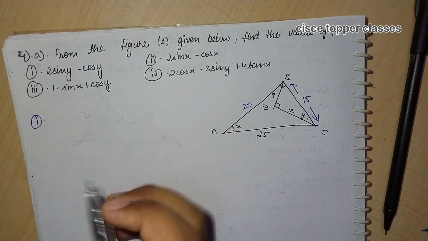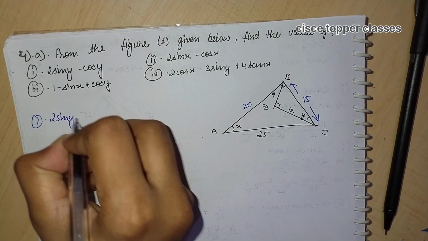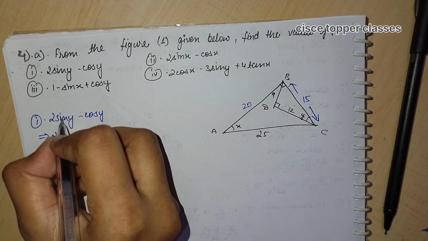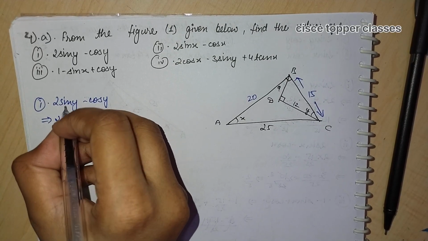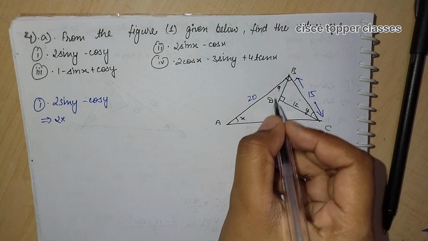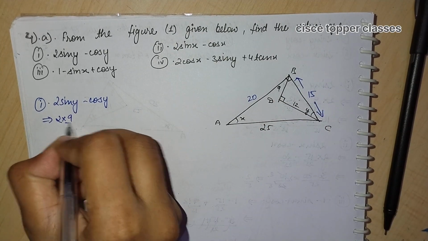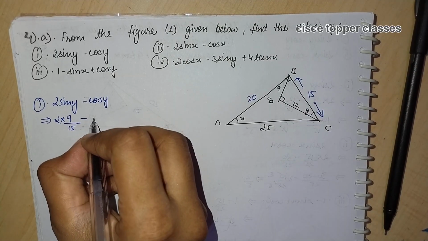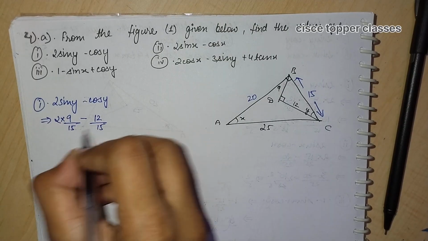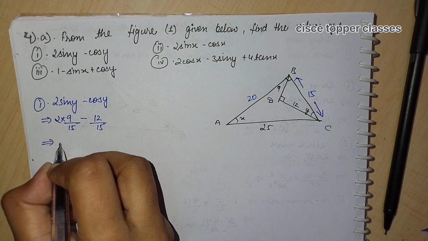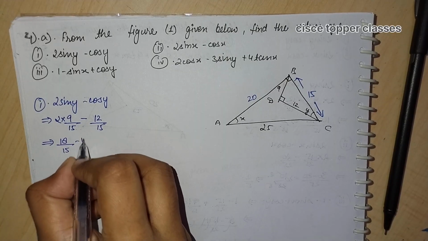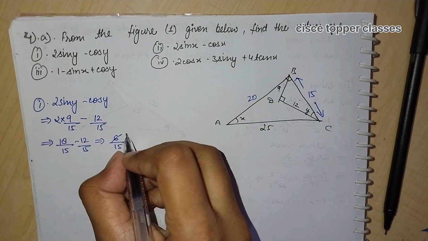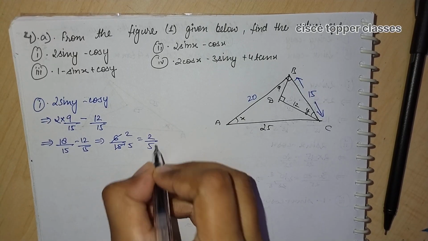Now, the first part which we have to solve is 2 sin y minus cos y. Sin y is height by hypotenuse, height is 9 and hypotenuse is 15, so this will be 2 into 9 by 15 minus cos y, base is 12 and hypotenuse is 15, so 12 by 15. If we solve it, it will be 18 by 15 minus 12 by 15, so we can write 6 by 15. We can take it in simplest form as 2 by 5. So 2 by 5 is the answer in the first part.